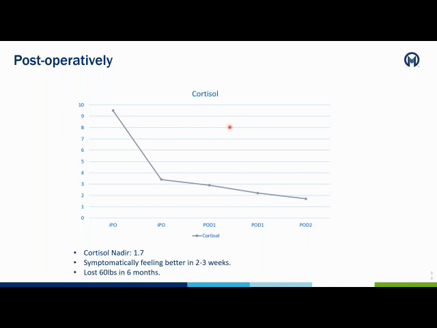So this specific patient had a cortisol nadir of 1.7. When we reach that level below 2, then we start patients on hydrocortisone replacement. The patient symptomatically was feeling better in 2 to 3 weeks, and that hydrocortisone was eventually weaned off. In 6 months, she lost approximately 60 pounds, and she's very happy with this.